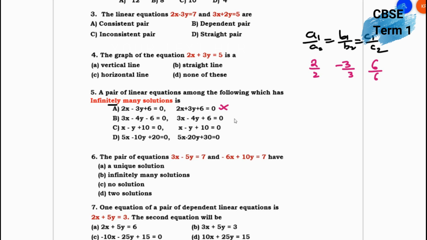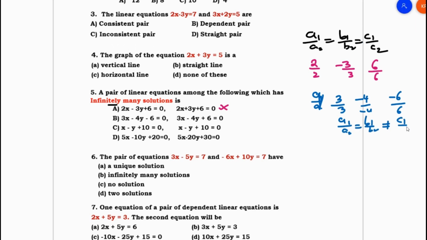Now we'll check option B. Option B is a1 by a2 is 3 by 3, b1 by b2 is minus 4 by minus 4, and c1 by c2 is minus 6 by 6. So here a1 by a2 is equal to b1 by b2, but it is not equal to c1 by c2. So option B is also not correct.